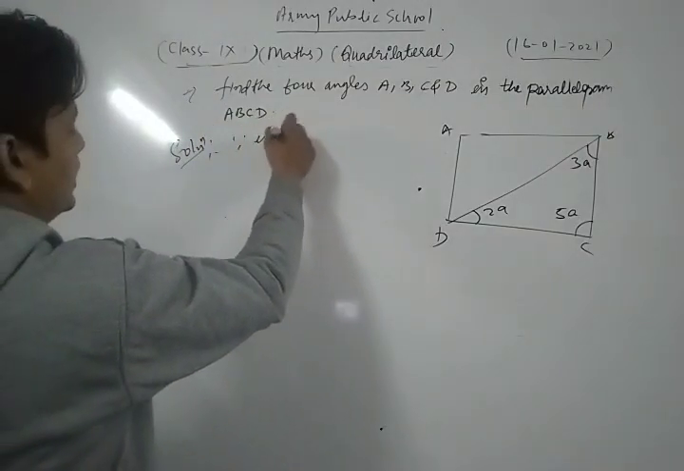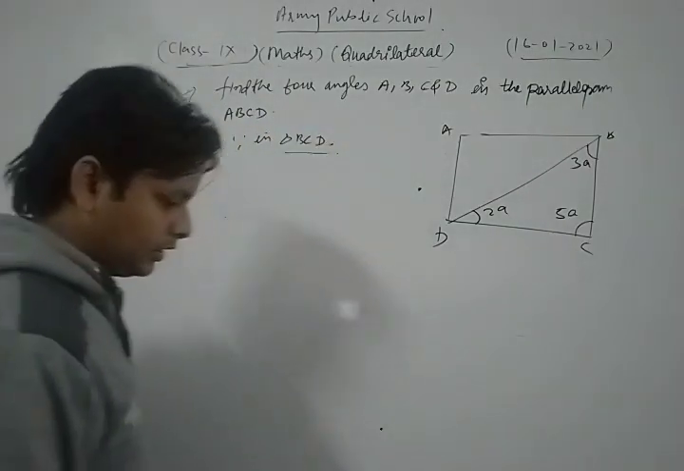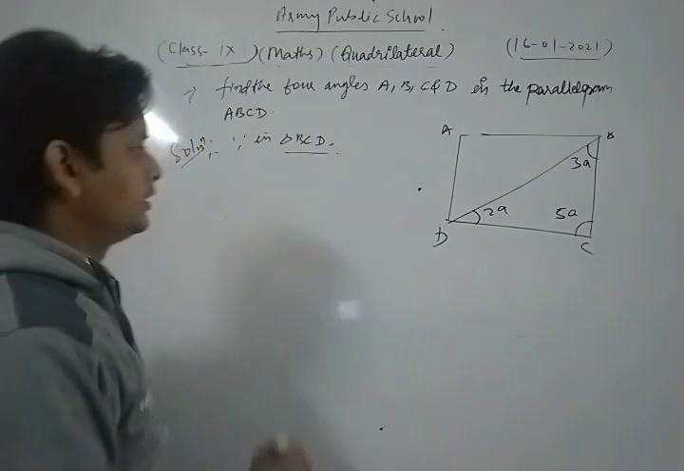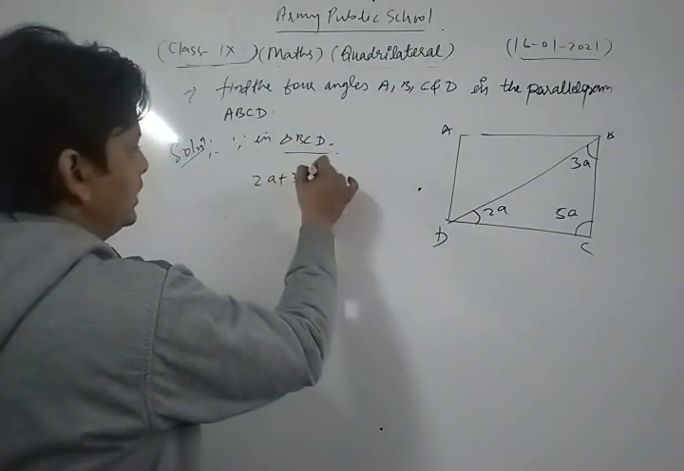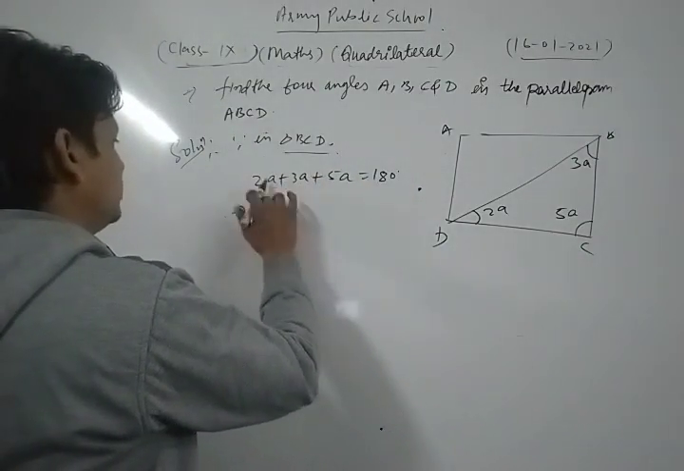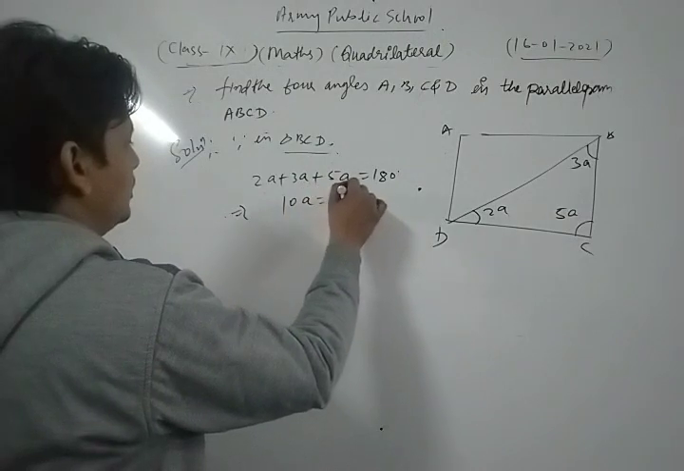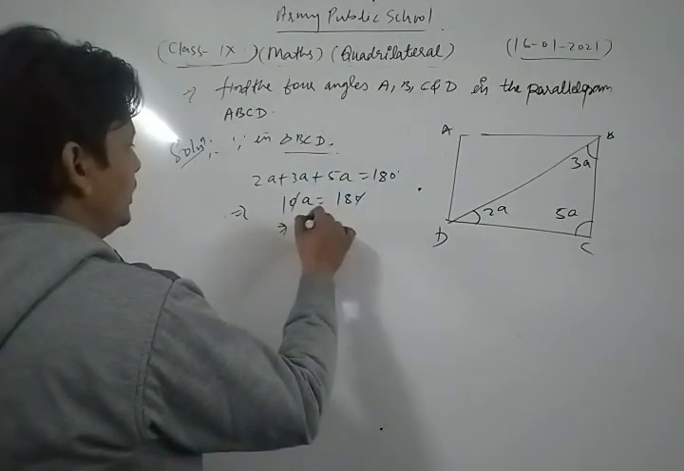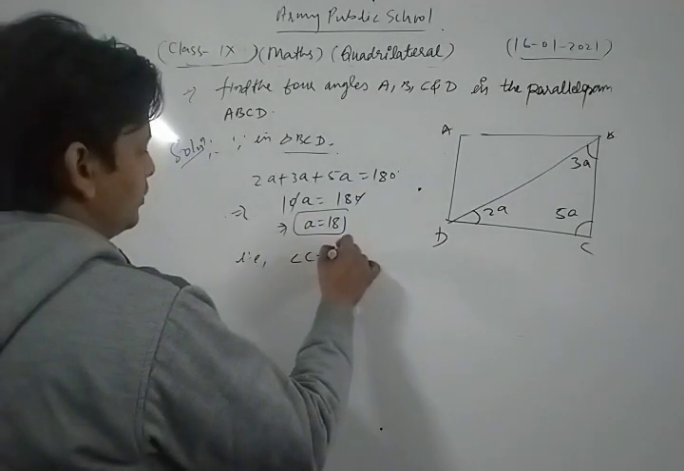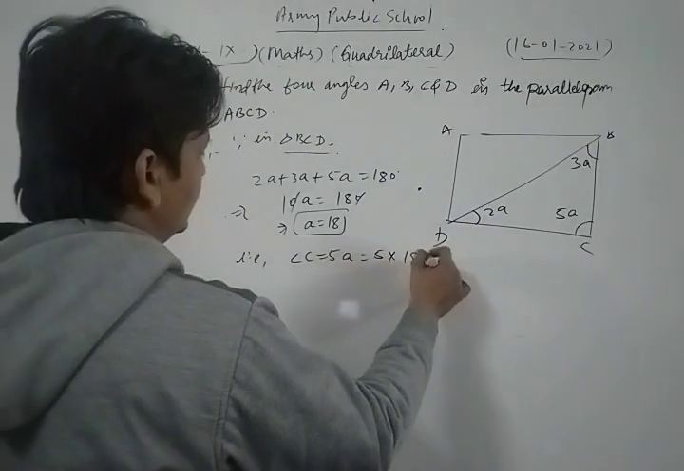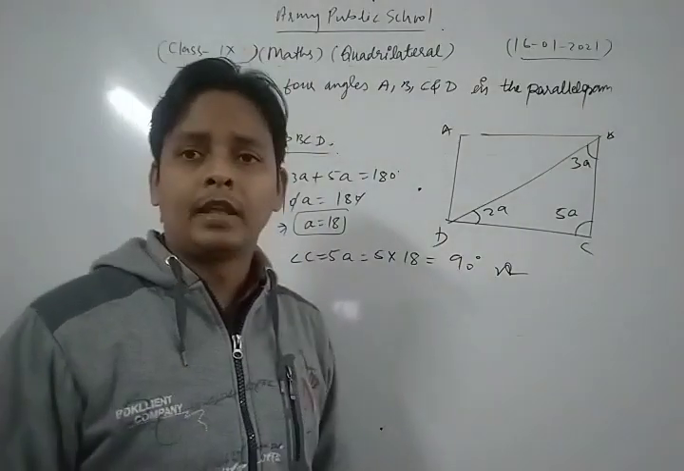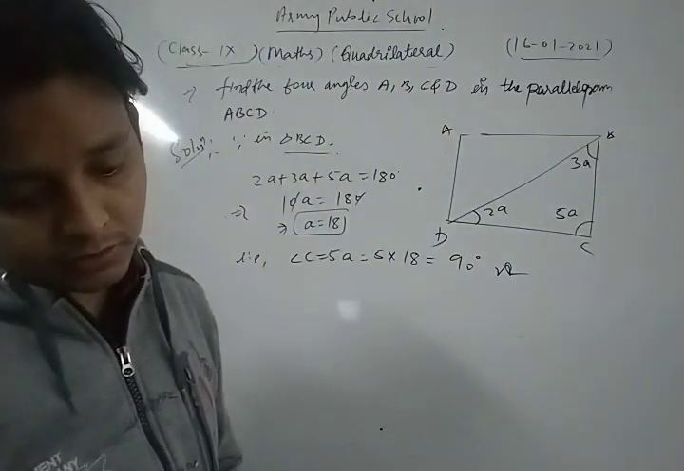Since in triangle BCD, first of all we apply the angle sum property of the triangle. So we write 2A plus 3A plus 5A is equal to 180. That is, 10A is equal to 180, 0 0 cancel to each other. So the value of A is 18. That is, angle C is equal to 5A, so 5 into 18, which is 90. That is one answer: angle C is equal to 90 degrees.